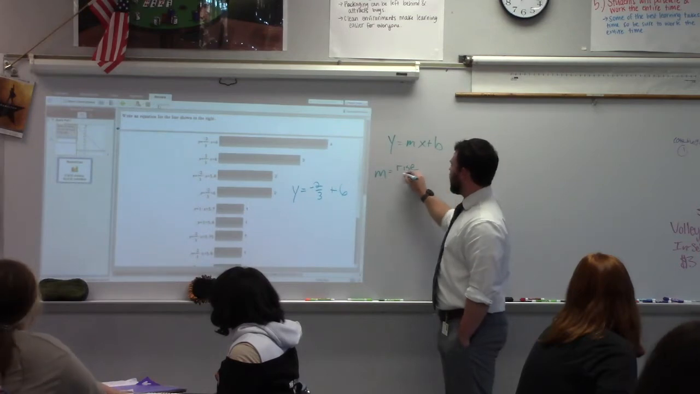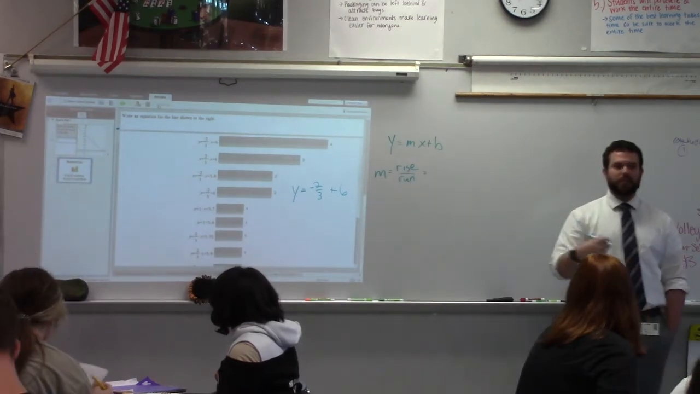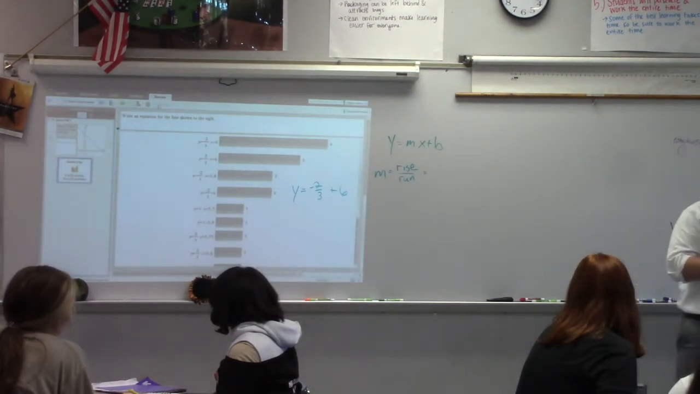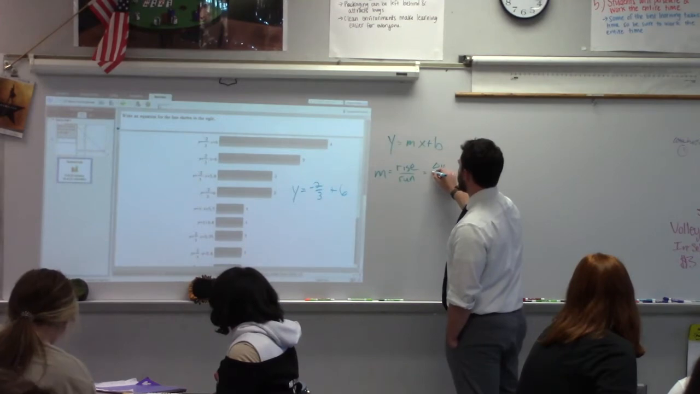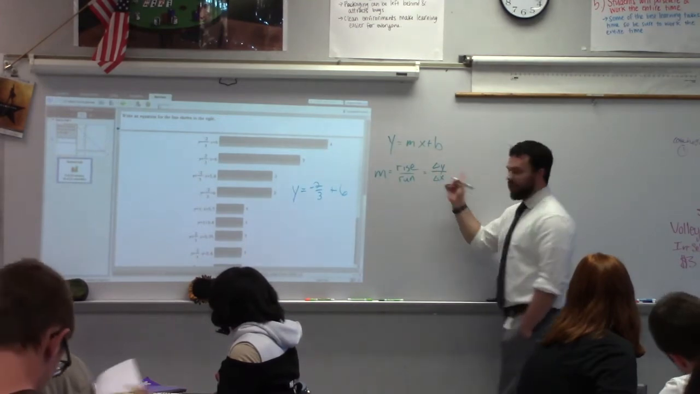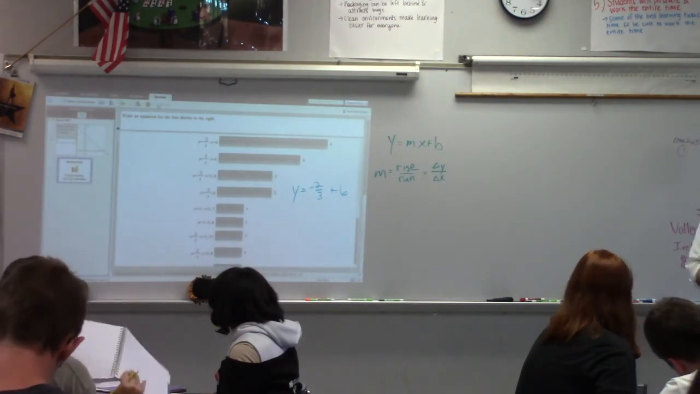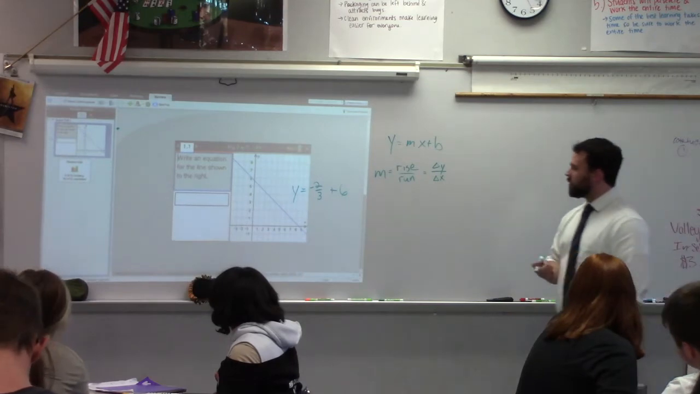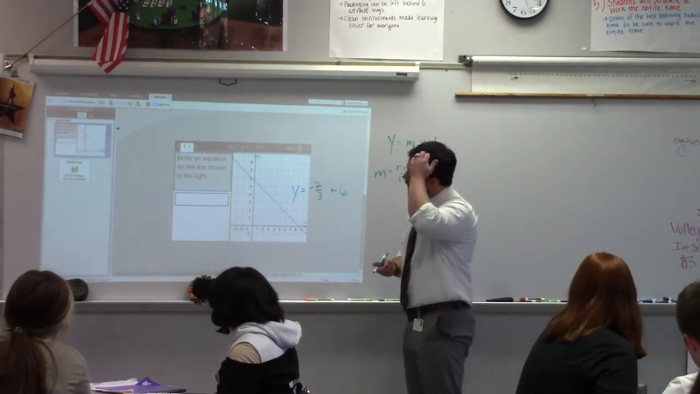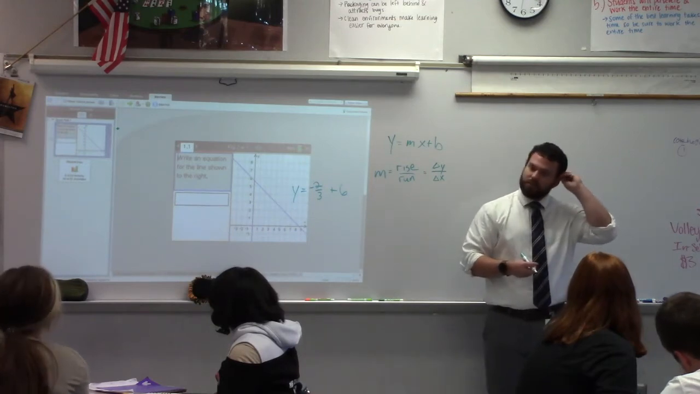Rise divided by run. Okay, that's the way we're most often used to it, but what's another way, especially if we have a table? Change in y divided by change in x, right? So delta y divided by delta x, or change in y divided by change in x. Either of these work. Regardless, when I look at this graph, what do I see? I see a linear function. I don't see the equation yet. But what's the slope, the rate of change?